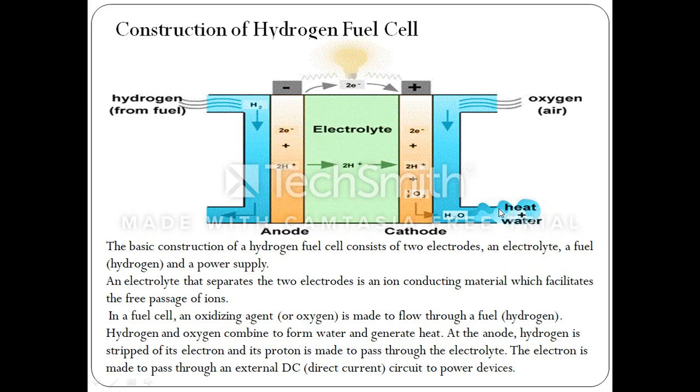At the anode, hydrogen is stripped of its electron and its proton is made to pass through an electrolyte. The electron is made to pass through an external DC, that is direct current, circuit to power a device as shown in the figure. Here a DC supply, that is positive negative supply, is shown in the figure.